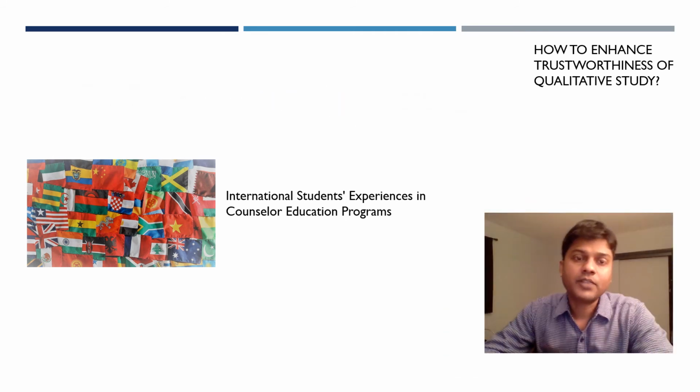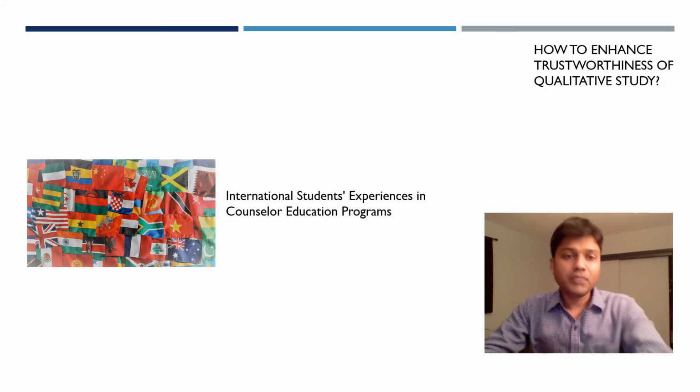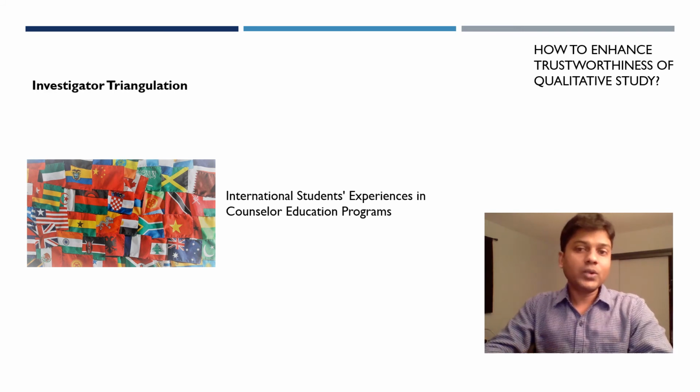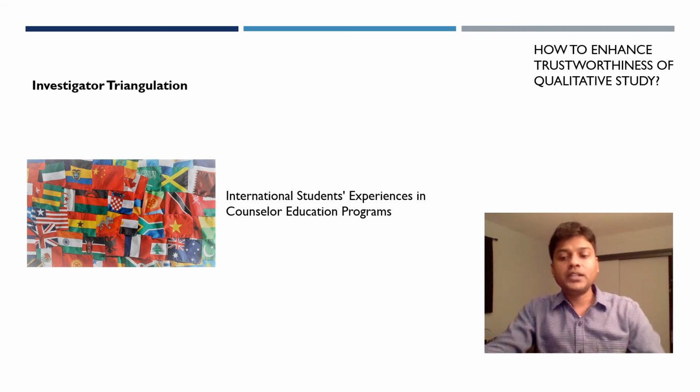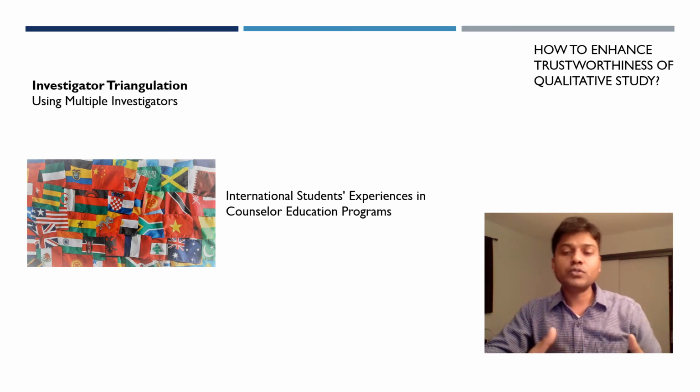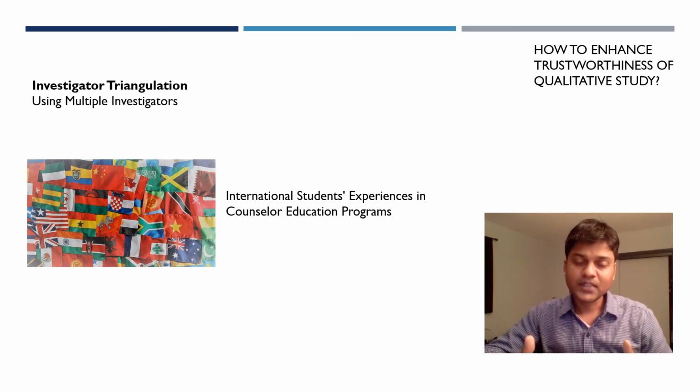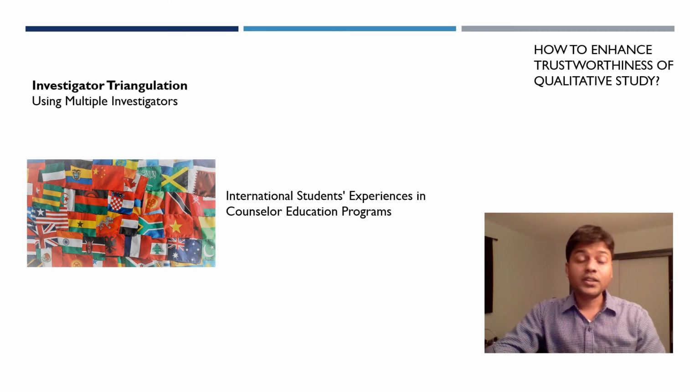The second type of triangulation method is called investigator triangulation. In investigator triangulation, we use multiple investigators. For example, if I'm doing research on international student experiences in counselor education programs, one thing I can do is research by myself. I'm the only investigator who is collecting the data and analyzing the data.